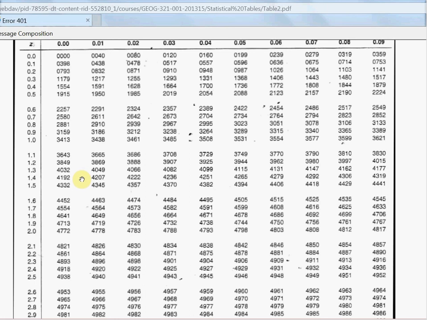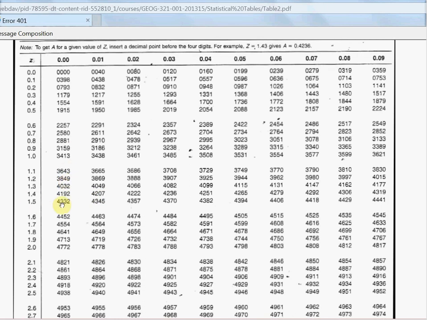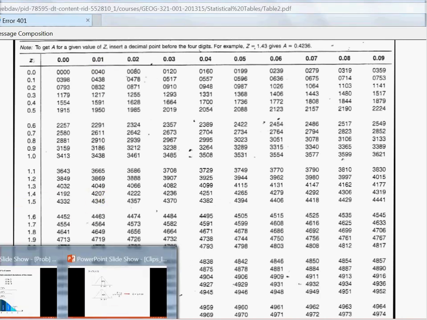We don't know exactly where that is, so we just use either one of them. We can use 4192 and find the corresponding z-score, or we can use 4207. I decided to use 4207. If we use 4207, the corresponding z-score would be 1.41. So let's use the 1.41 z-score.